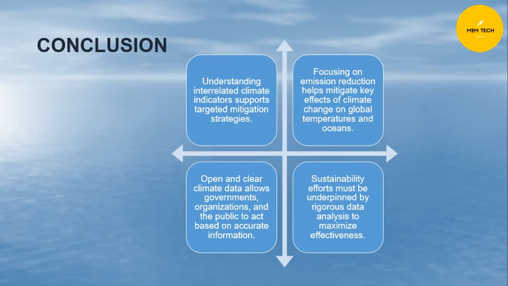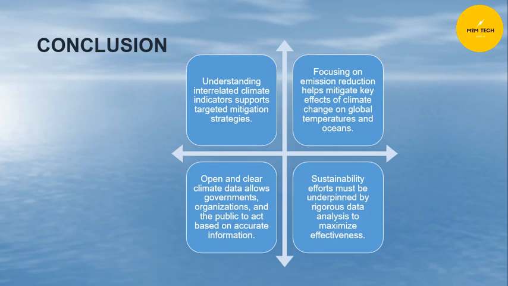So for conclusion, the graphs show how those factors are intertwined. Focusing on reducing emissions will help greatly with the effects of climate change and all the bad things that are happening to the oceans. And open and clean data will help governments and other institutions to know the problem and to focus on the solutions and support sustainability efforts throughout the globe.